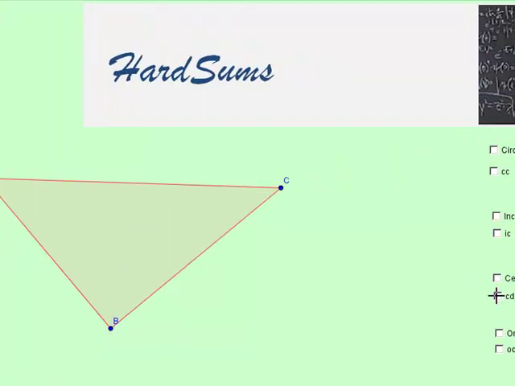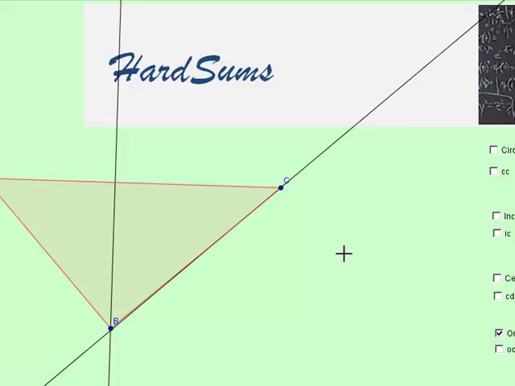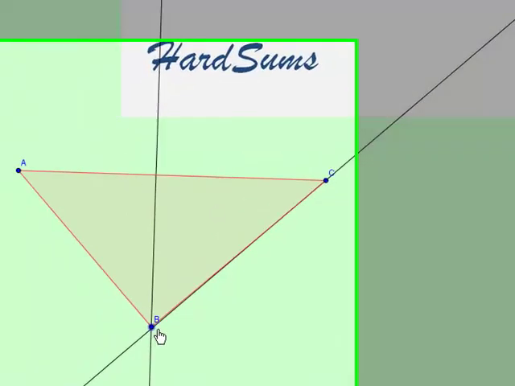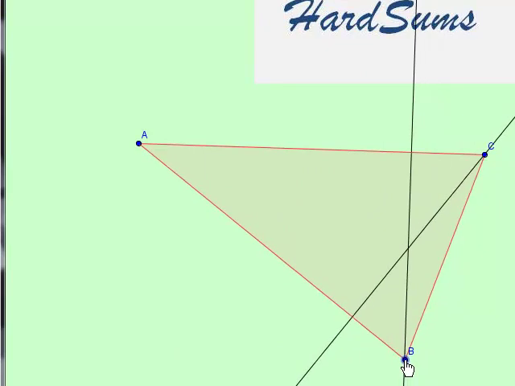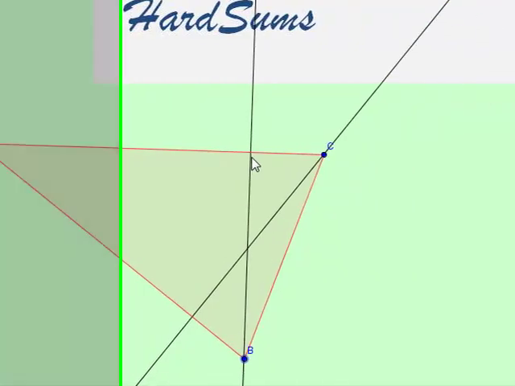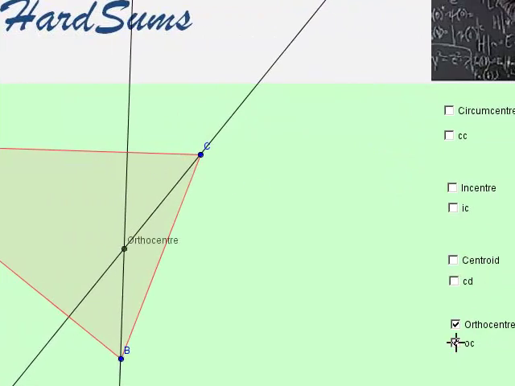And the last centre you need to know about is the orthocenter. The difference here is, it's not easy to see because of the way the triangle is, but if I move this out a bit, the orthocenter is from each vertex, you cut the opposite side at right angles. So if you drop a perpendicular from each vertex to the opposite side, then you've got your orthocenter. We'll fill that in there.